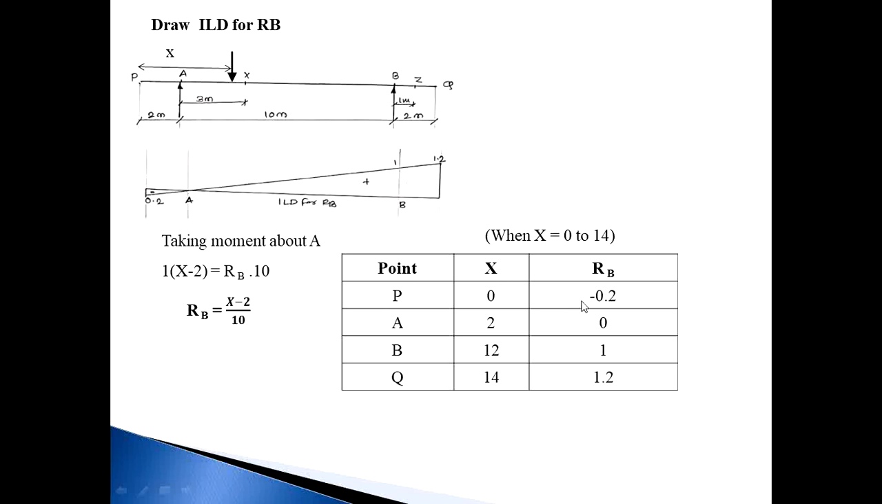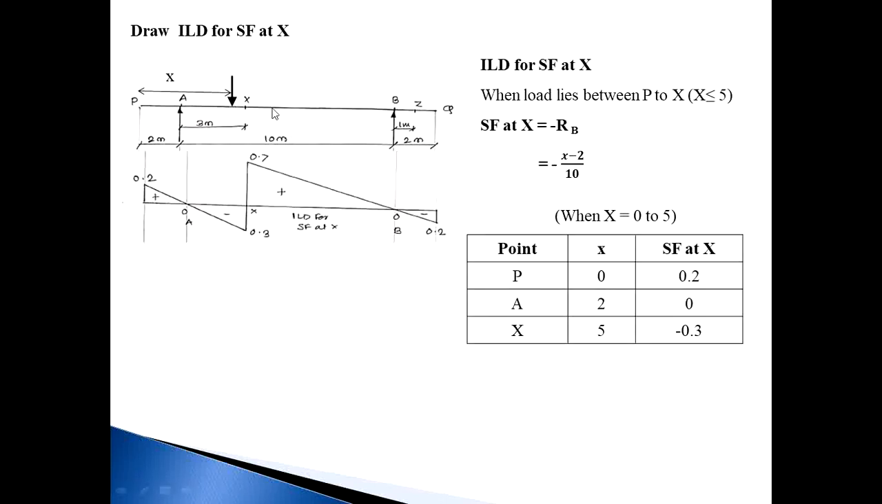Once again, consider all coordinates and plot positive values upside of the baseline and negative values downside of the baseline. So at point P, the value becomes minus 0.2, so plot it downside of the baseline. At A it is 0, at B it is 1, that is positive, and at Q it is 1.2. Join all points, and this is the ILD for RB.